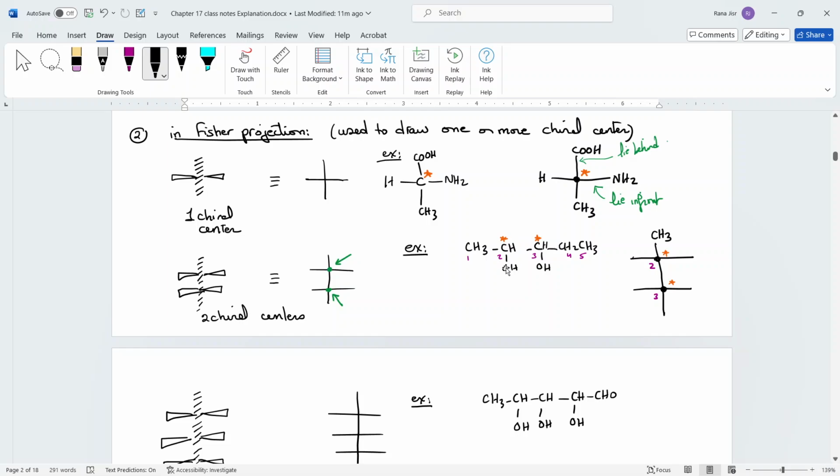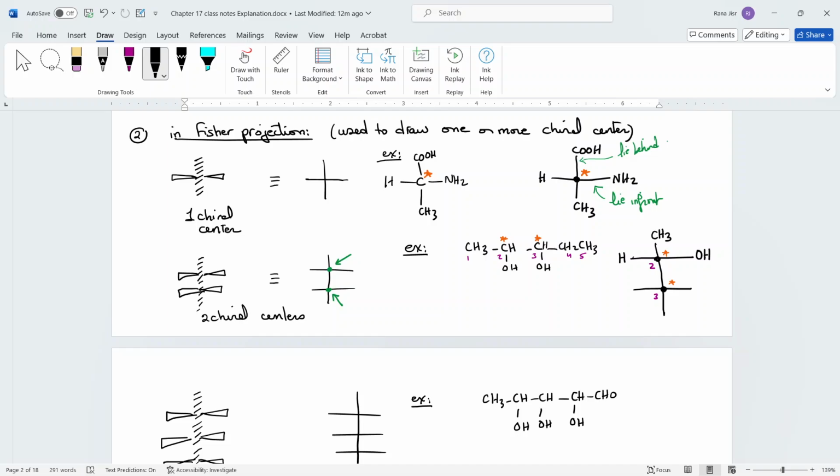Guys, it doesn't matter where to put the hydrogen and the OH. So I can put the hydrogen here, the OH there, or I can put the hydrogen there and the OH here. It really doesn't matter. So I'm just going to choose the hydrogen to be on the left, the OH to be on the right, but you can reverse those. It's not a big deal in there.